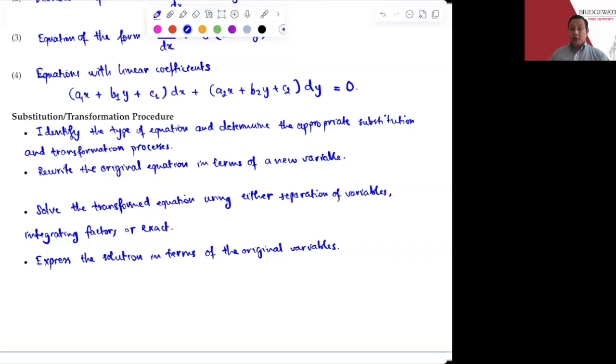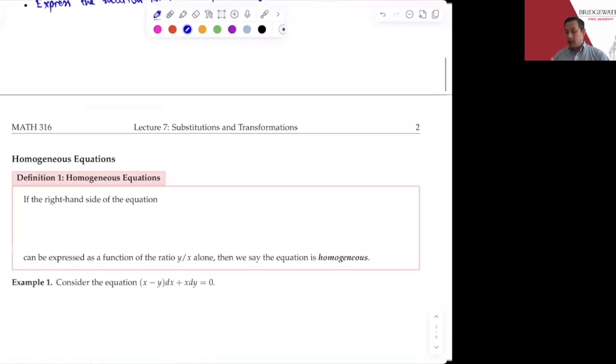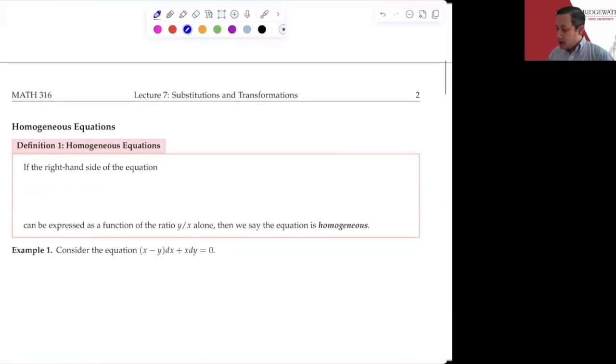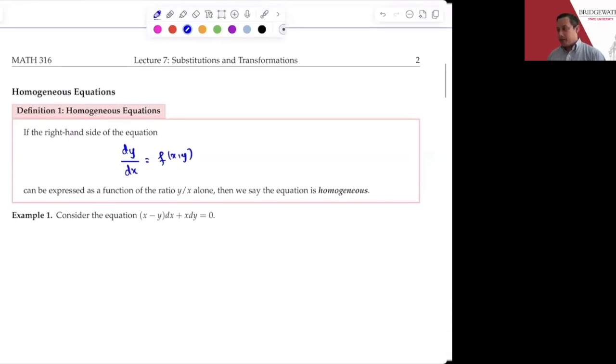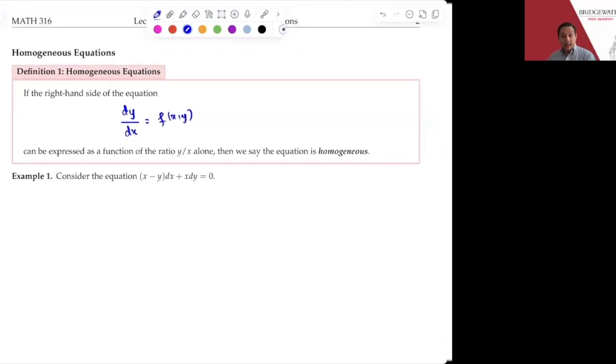Okay, so the first type of equation is called homogeneous equations. Now, if the right-hand side of the equation dy/dx equal to f of x comma y can be expressed as a function of the ratio y over x alone, then we say this equation is homogeneous. Okay, so that's the definition for this type of equation where you have to use substitutions and transformations. Okay, so consider the following example: (x minus y) dx plus x dy equals 0.